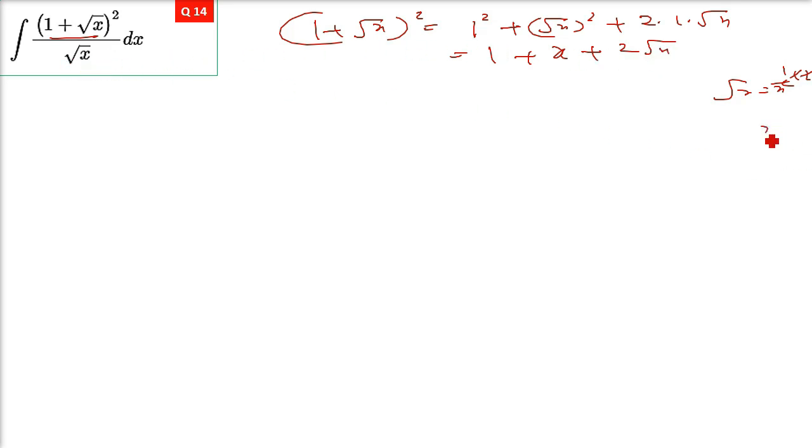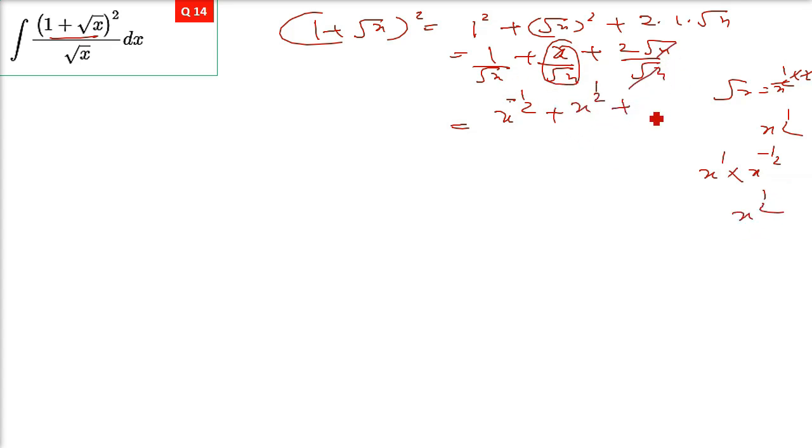And in the denominator you have under root x, that is x raised half. So let us have under root x in the denominator, and this you can take in the numerator. X raised half goes up, it will be x raised minus half, and x raised minus half you can write here. What about this one? X by under root x. This is x raised 1 and you have x raised negative half. 1 minus half is x to the power half only. Here the 2 gets cancelled.